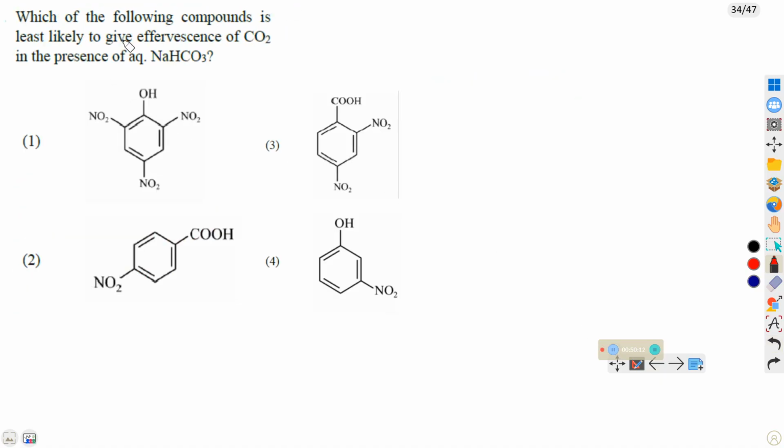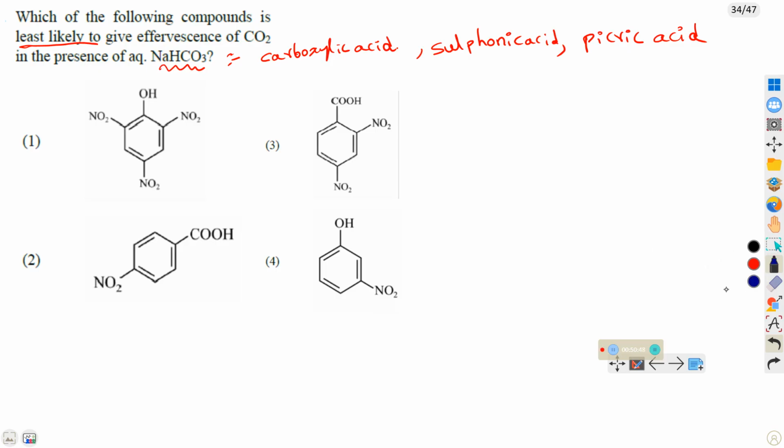Which of the following compounds is least likely to give effervescence of CO2 in the presence of NaHCO3? Sodium bicarbonate test. Which gives sodium bicarbonate test? Carboxylic acids give sodium bicarbonate test. Sulfonic acid also gives it. Picric acid also gives it, because picric acid is a strong acid compared with carboxylic acid. Phenols do not give it. Phenols react with only NaOH.